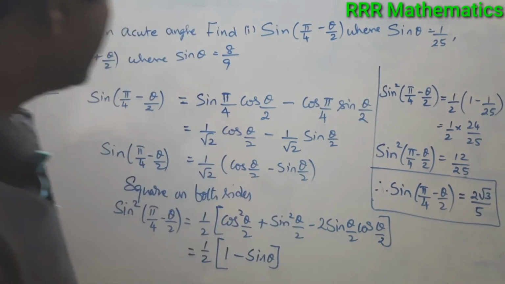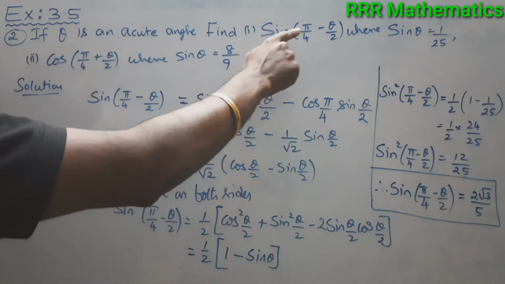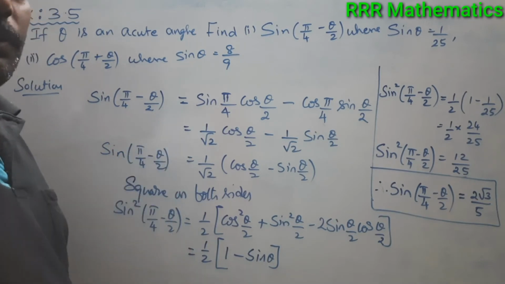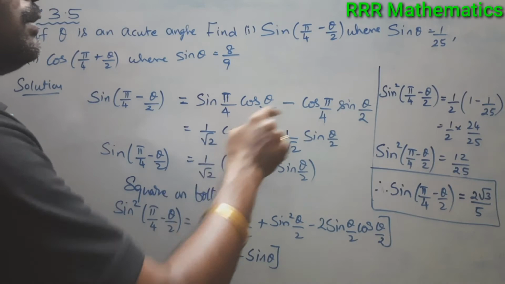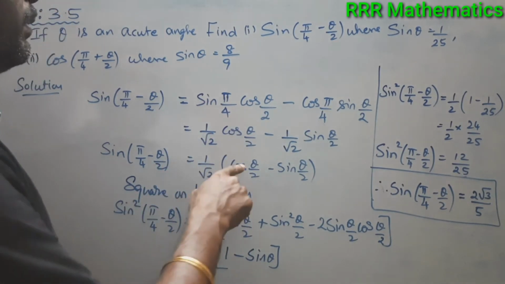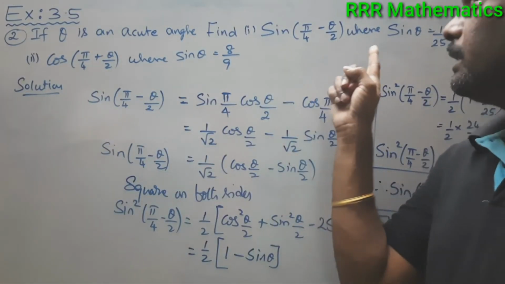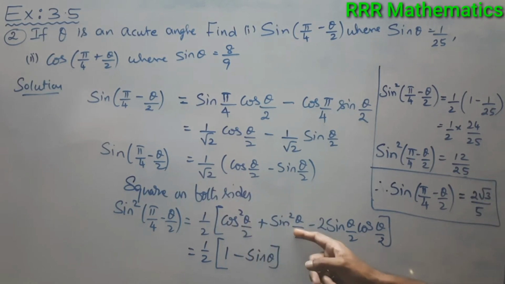Got it? Very simple. Here theta is an acute angle. You want to find sin of pi by 4 minus theta by 2. I will use the sin of a minus b formula, sin a cos b minus cos a sin b. I know the values of sin 45 and cos 45, which are 1 by root 2, so I take it common. Since theta is only given as an acute angle and the sin theta value is given, I will square on both sides. So I get a square plus b square as 1, and I am getting minus 2ab.